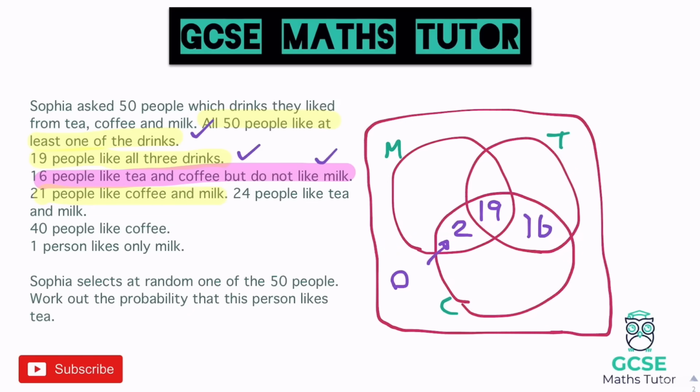How many have we done now? We've done all 4 of those. There's lots on here. On to the next one. We've got 24 people like tea and milk. Let's have a look. Well, tea and milk is this one here. But again, it doesn't say that they don't like coffee. So 24 people like tea and milk. 19 are already in there, so that's going to be an additional 5 people there. And that makes up 19 and 5. That's 24 people in total that like tea and milk.